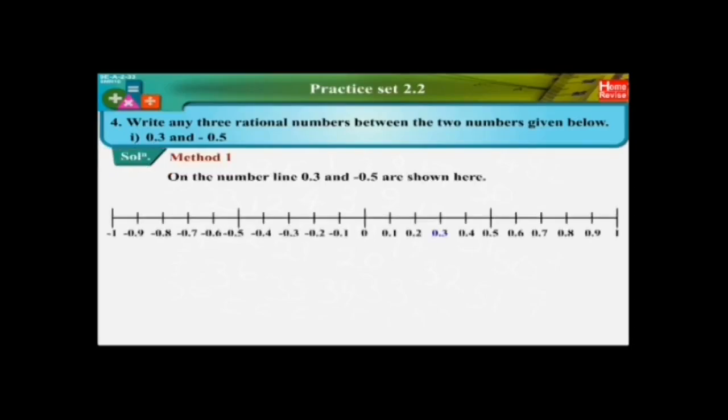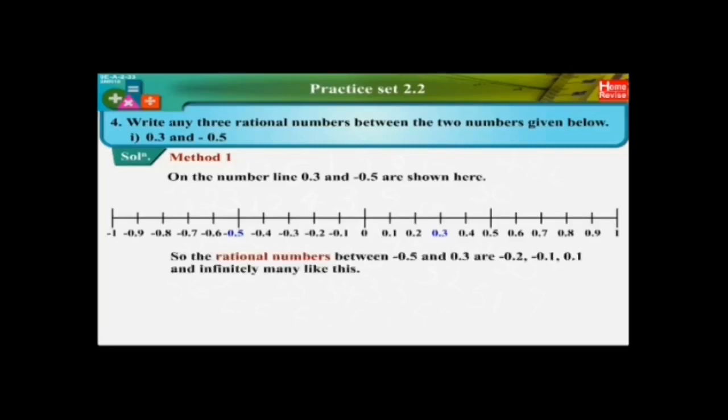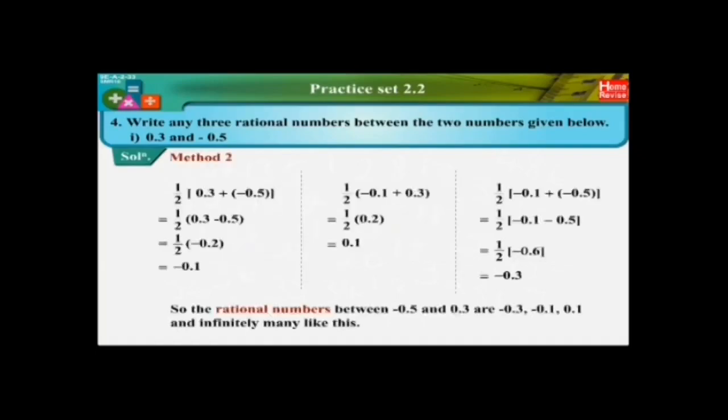Write any three rational numbers between the two numbers given below. 1, 0.3 and minus 0.5. On the number line 0.3 and minus 0.5 are shown here. So the rational numbers between minus 0.5 and 0.3 are minus 0.2, minus 0.1, 0.1 and infinitely many like this. Method 2. So the rational numbers between minus 0.5 and 0.3 are these. You can find them by using this method also.